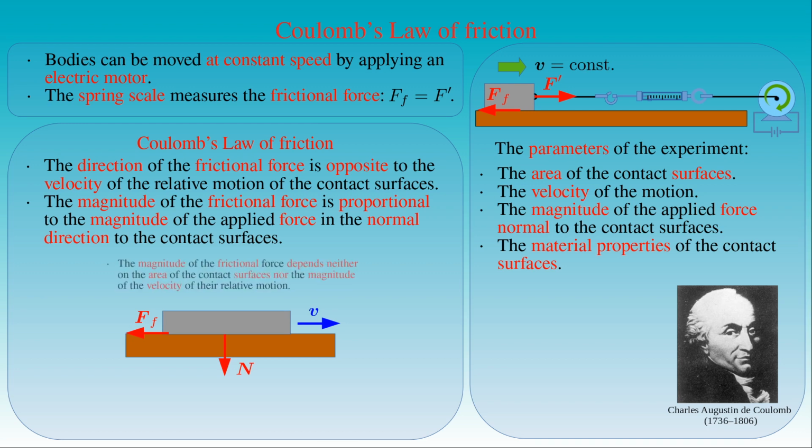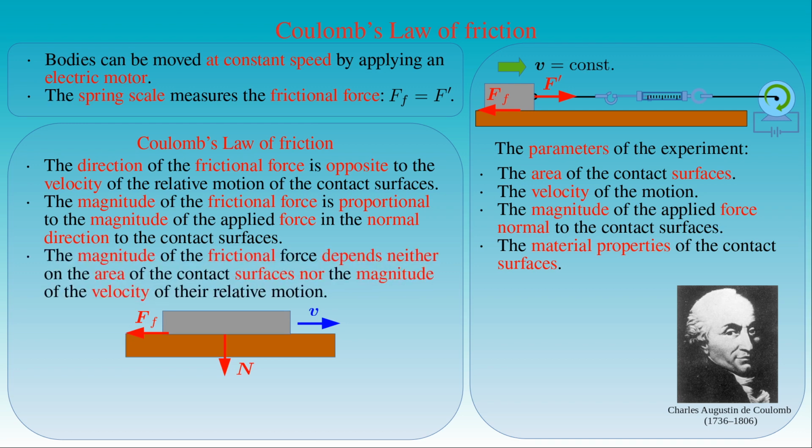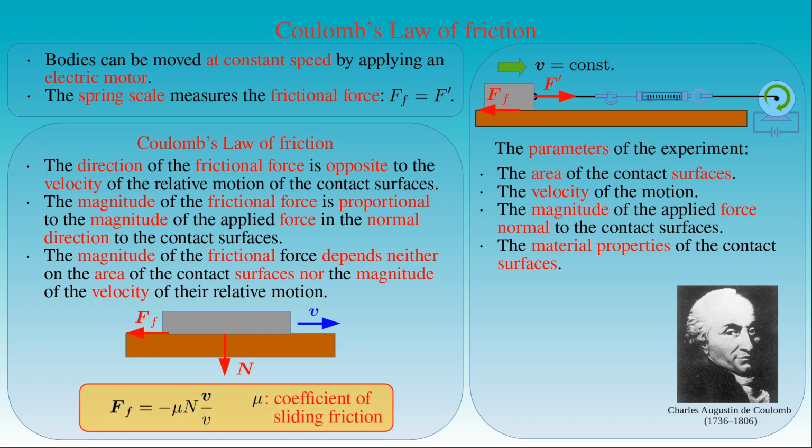The magnitude of the frictional force depends on neither the area of the contact surfaces nor the magnitude of the velocity of their relative motion. In mathematical terms, Coulomb's law of friction states that the frictional force produced by the sliding contact surfaces is equal to minus a proportionality constant mu times the magnitude of the normal force N, times the relative velocity v divided by its magnitude. Minus the normalized velocity provides the direction vector of the frictional force, and the proportionality factor mu is known as the coefficient of the sliding friction.